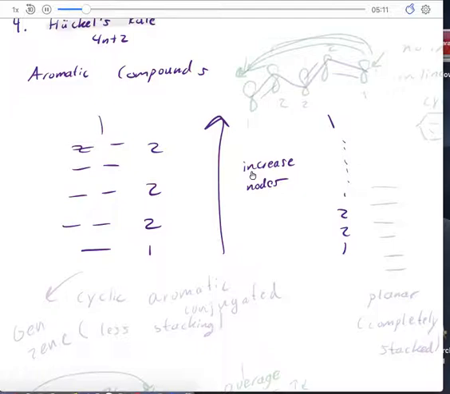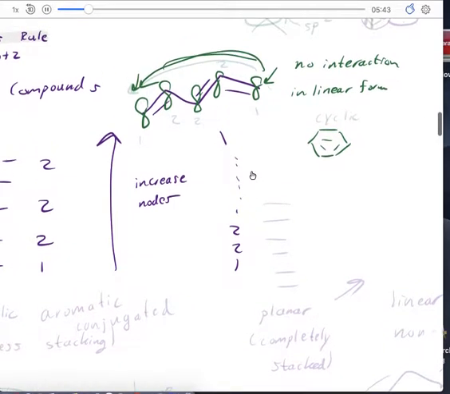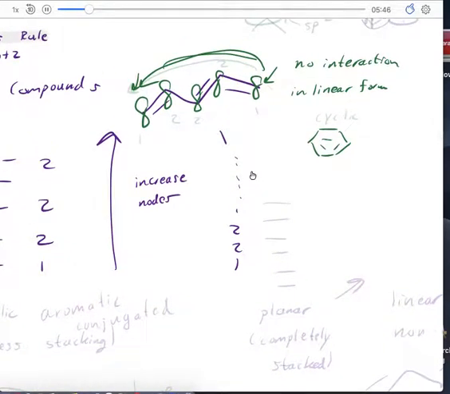The reason why that happens is because if we look at the linear compound, let's make this green. These two orbitals on the end, right here and here, have no interaction in linear form. Whereas if we bring them around, we've created a new type of interaction, which makes it cyclic. So that's why it has to be cyclic.